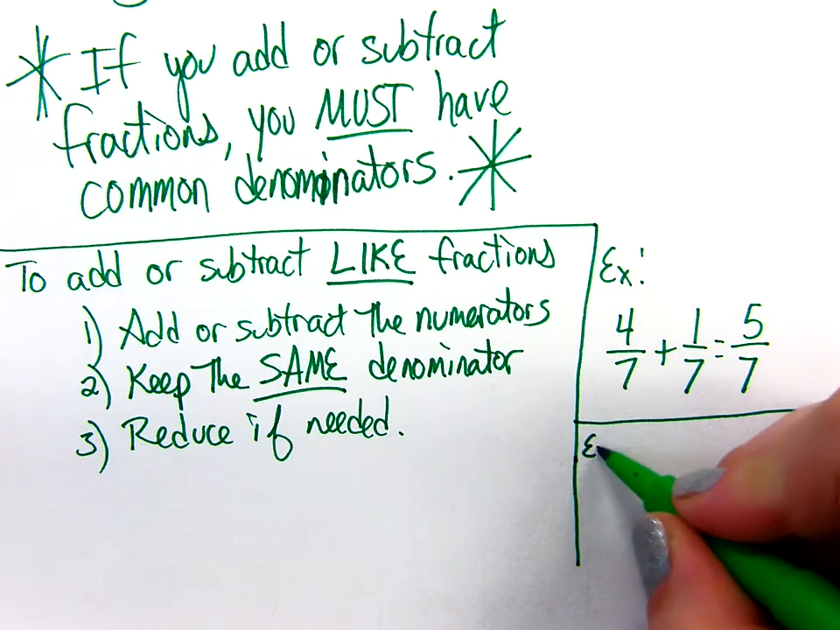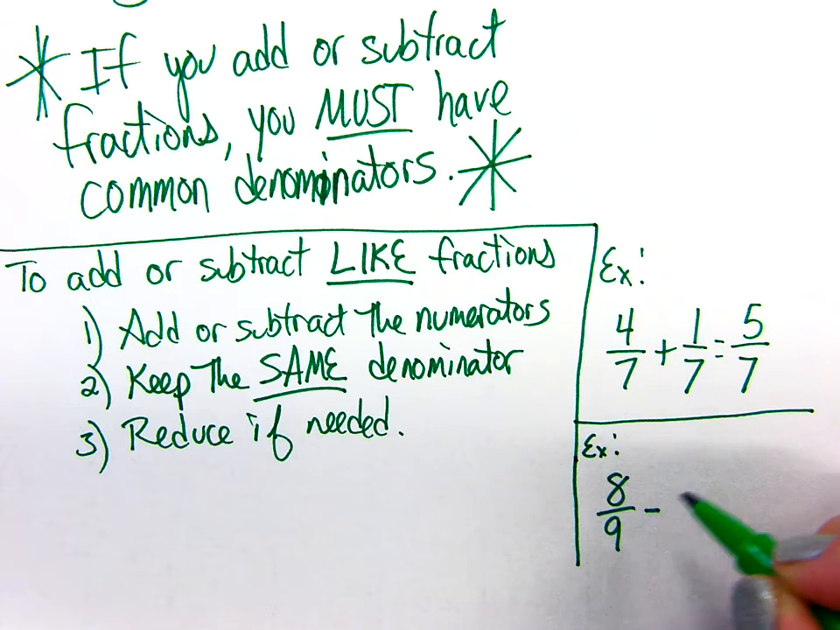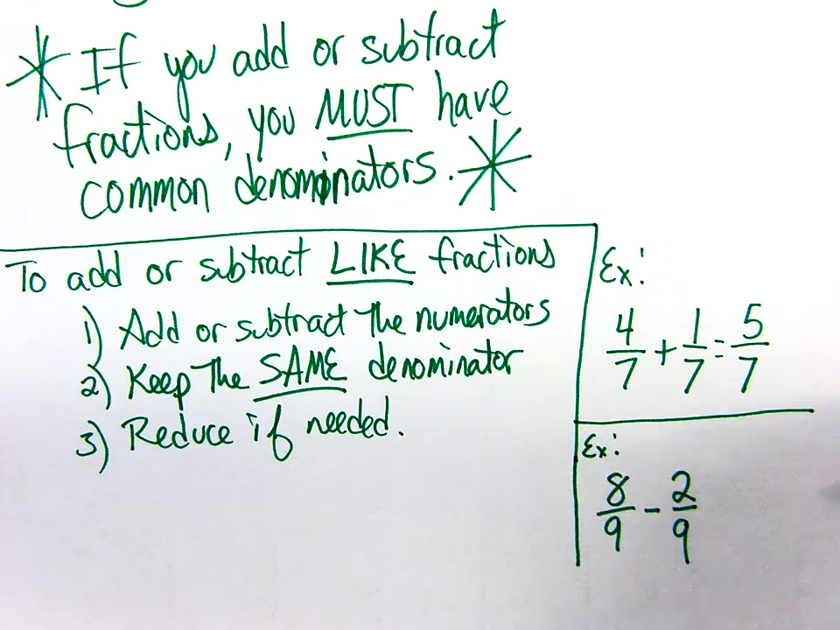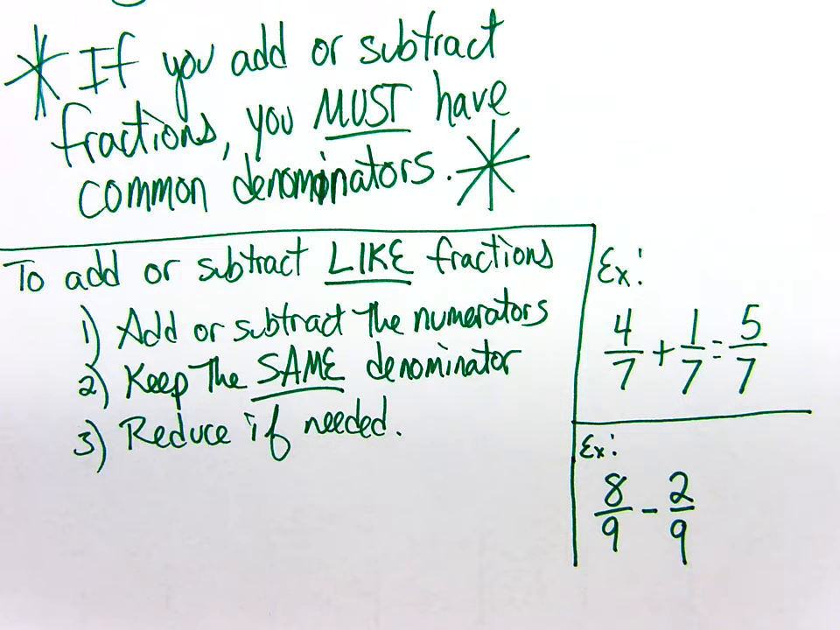Let's do another example. Say I had, how about 8/9 minus 2/9? I have common denominators, so all I have to do is the math along the numerators. So, what do I get? Am I done? No. Remember step 3, reduce if needed. We didn't need to reduce the last one because nothing reduces 5 and 7. But this time, I can reduce 6/9 to become 2/3.